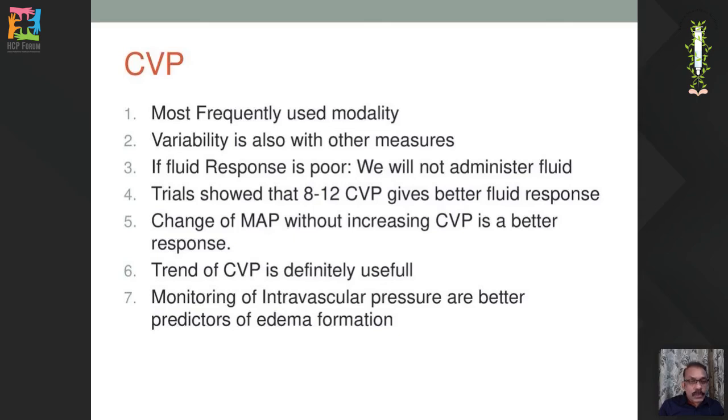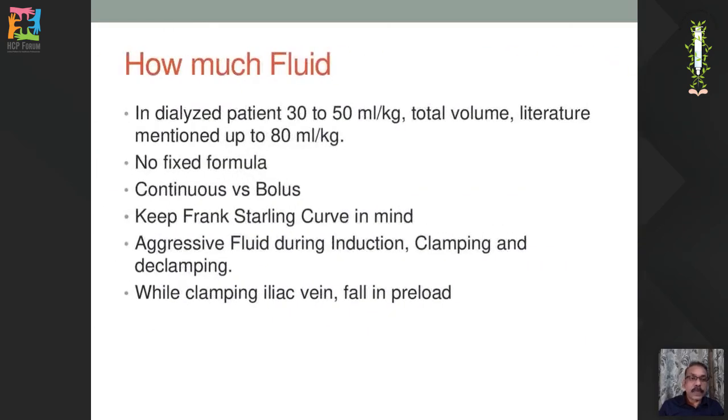But what is important is that all the trials have shown that a CVP of 8 to 12 gives the better fluid response. That means if the CVP is less than 8, you can give fluid. More than 12, you can stop giving fluid. Also, a change in the mean arterial pressure without an increase in the CVP is the positive response to fluid. So we can still use CVP. If you use the trend, for example there was a CVP of 4 and now it has become 8, that is a positive response. So you can still use the CVP as the fluid guide.